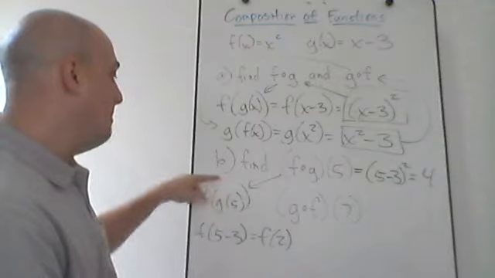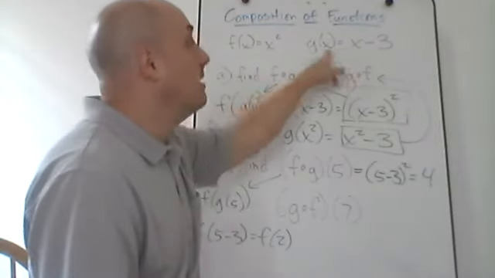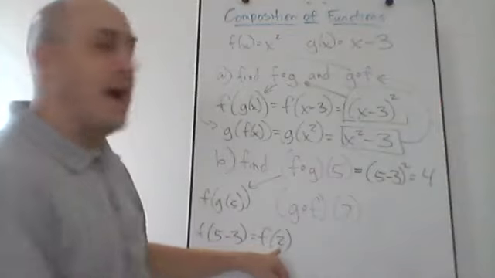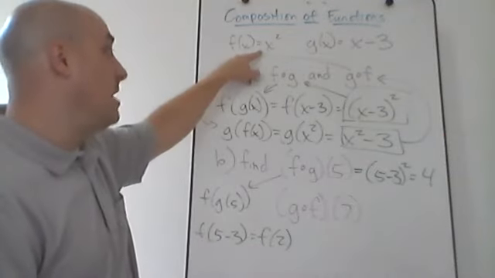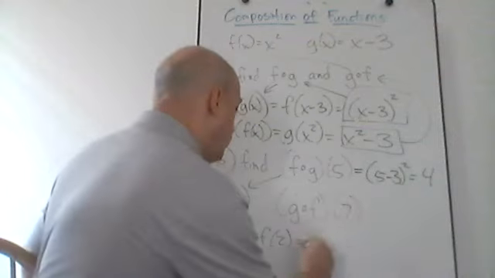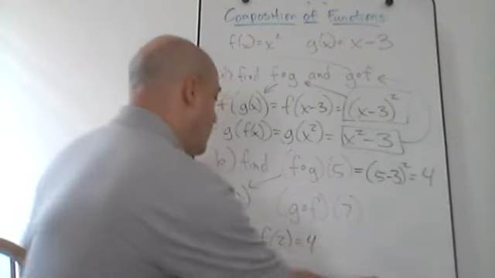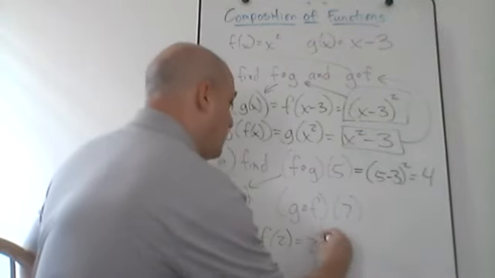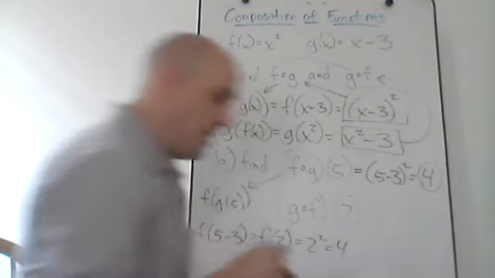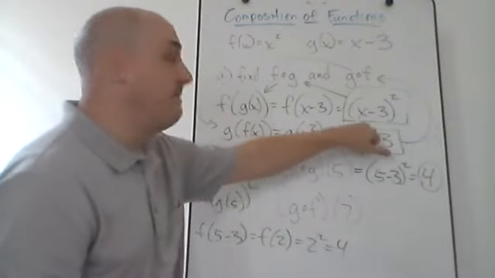Right, x is my input. I'm plugging it into the g function, so I plug in x equals 5. 5 minus 3 gives me 2. I take that output, and then I plug that into the other function, the f function, and then 2 squared is going to give me 4. So f of 2 equals 2 squared, which gives me 4, which is the same result I got over here by just using the composition of functions and plugging 5 into this.